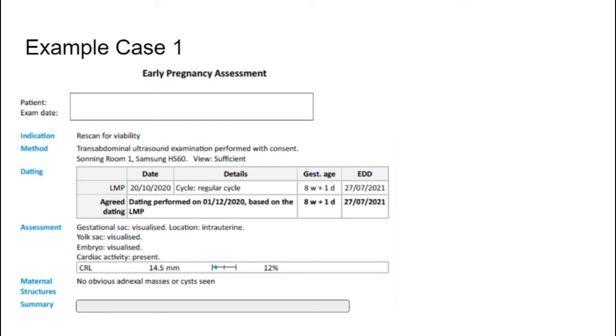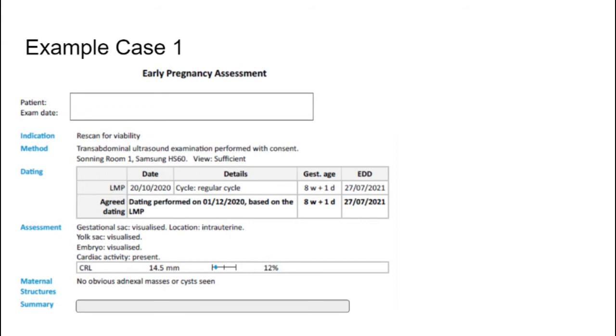And on the assessment, they've got gestation sac visualised, the location is in the uterus. The yolk sac is visualised, the embryo is visualised, and the heart activity is present. The CRL has measured at 14 millimetres, which is within the realms of normality. So these bars here indicate that 95% of pregnancies will lie somewhere within these two markers. So if it was right in the middle, that would be average on the 50th centile. Above there would be above the 95th, and here would be below the 5th centile. So this is within the normal expected range.